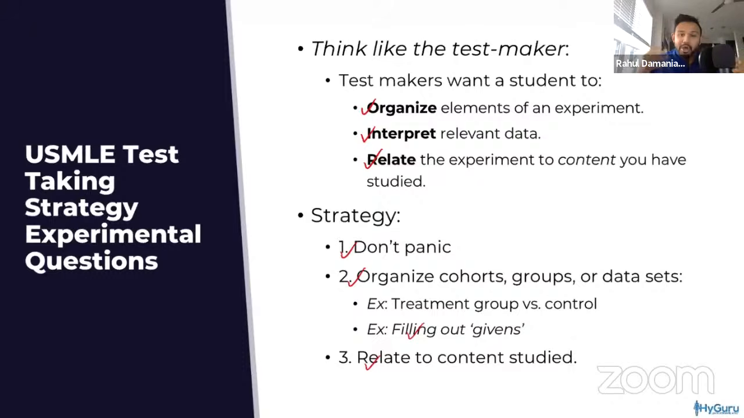PCSK9 inhibitors are going to be seen in, for example, First Aid or other pharm resources. So what's important is to take experimental data that they give you and relate it to content you've studied. These questions are tough, but if you follow a strategy, I believe that you can get closer and closer to the right answer.